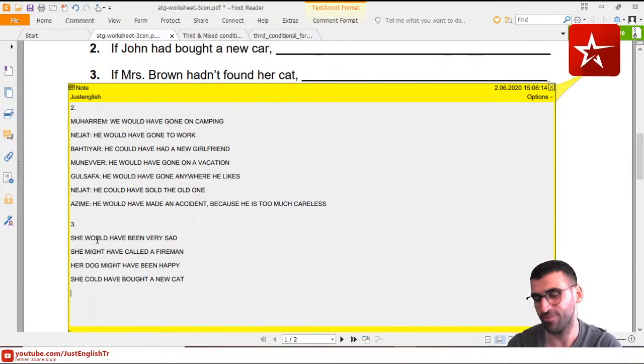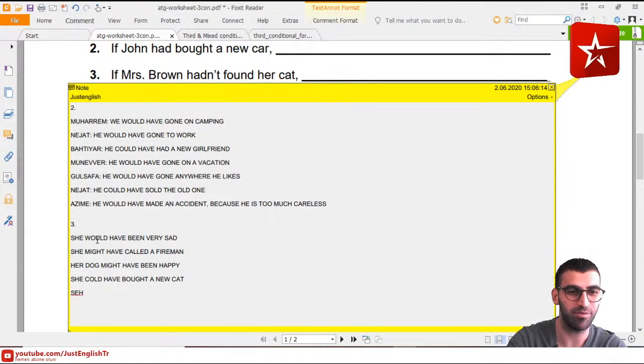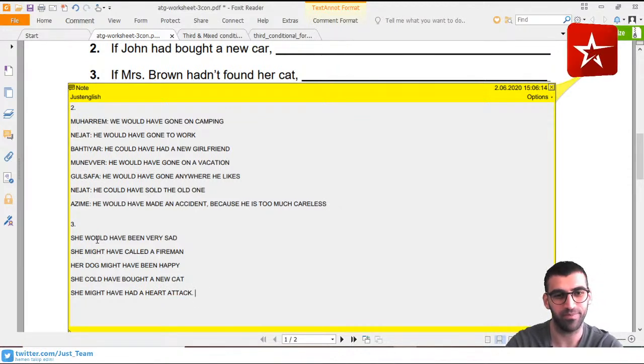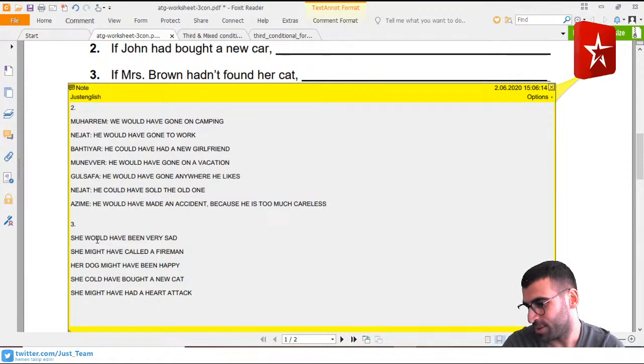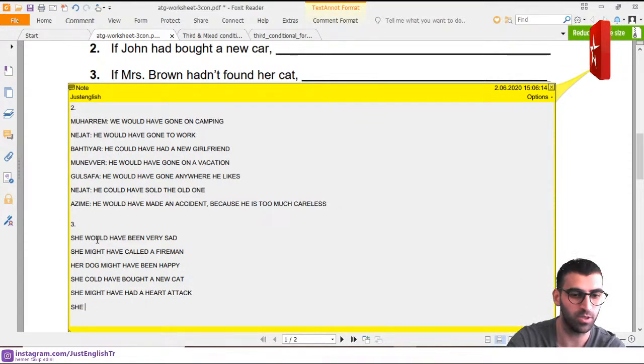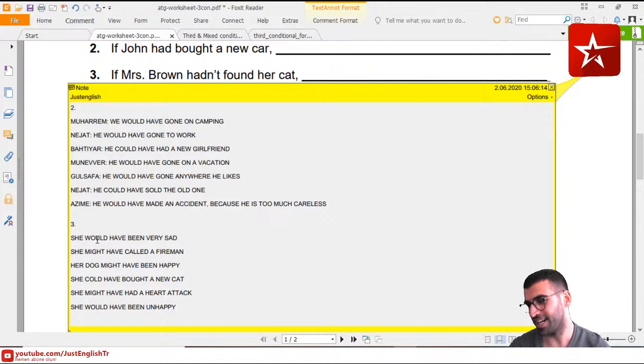Or let me write my idea. She might have had a heart attack. Yeah, maybe. Yeah, Banusha says she would have been unhappy. Yes, she would have been unhappy. Banusha says she would have been unhappy. That is the correct answer, guys.